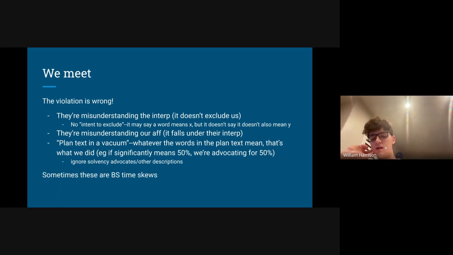Sometimes we meets are BS time skews because you want another argument that'll take them a little bit to explain why we're wrong about, and it'll take you very little time to say. So even if you actually violate, like obviously actually violate, oftentimes it's still beneficial to put a we meet in there because they have to answer it.